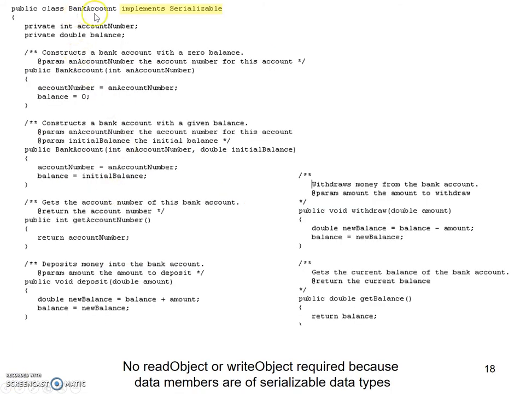Here's an example of my bank account class, which also is implementing serialization. But the only data members that I'm storing for this particular bank account are an integer and a double. Since these are primitive data types, or at least the data members are already serializable, then I do not need to provide a readObject or a writeObject for this particular class.